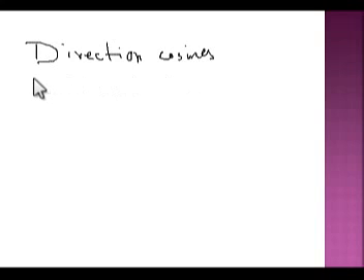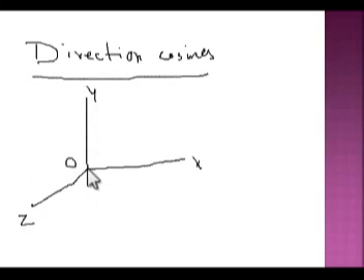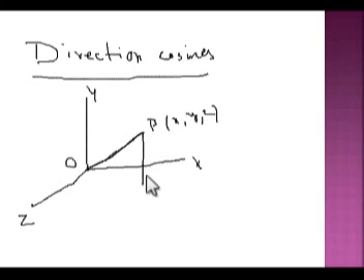In this way we can define direction cosines. Just take this 3D Cartesian coordinate system with axes OX, OY, and OZ. Then any point P has coordinates X, Y, Z.